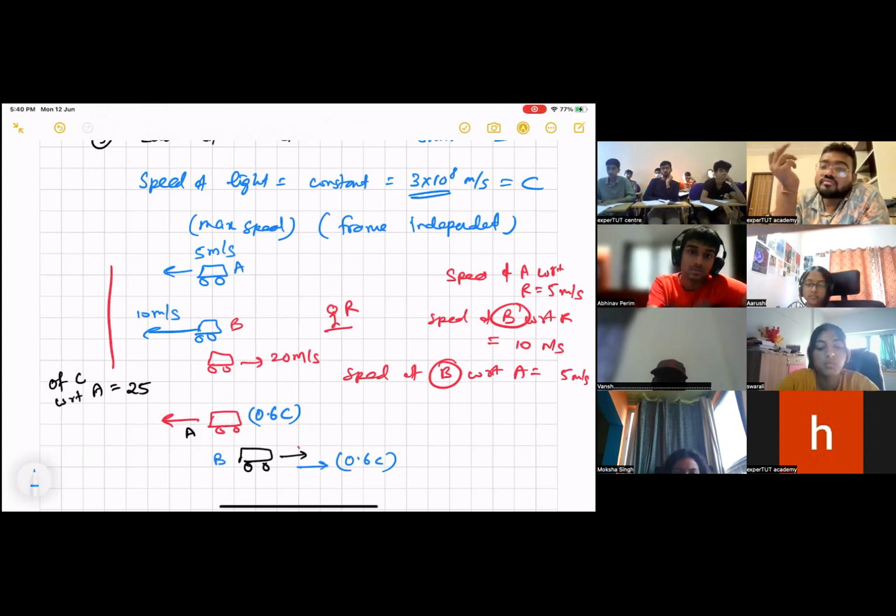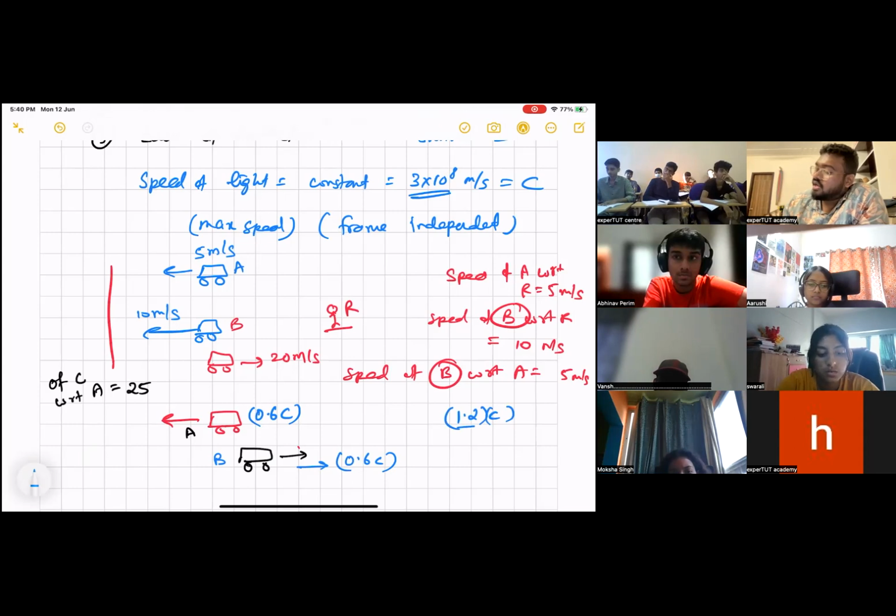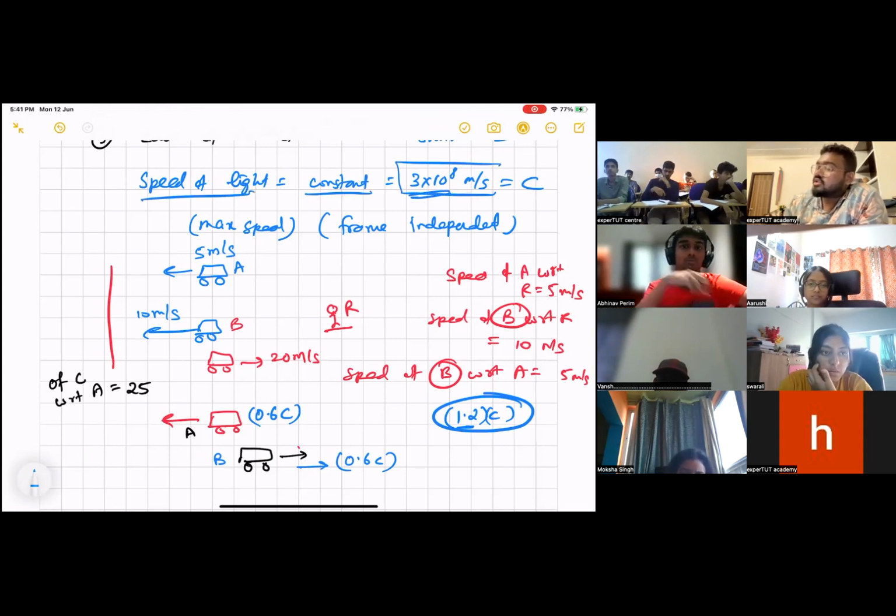1.2 C, right? But the moment you say 1.2 C, 1.2 is bigger than 1, so the speed is greater than the speed of light, right? Yes or no? So this won't happen. This can't happen. It won't go beyond that. So nothing can cross the speed of light. This is a constant, and it remains so.